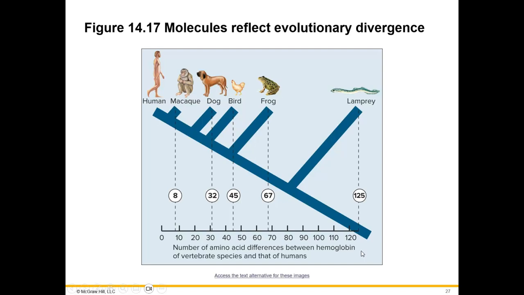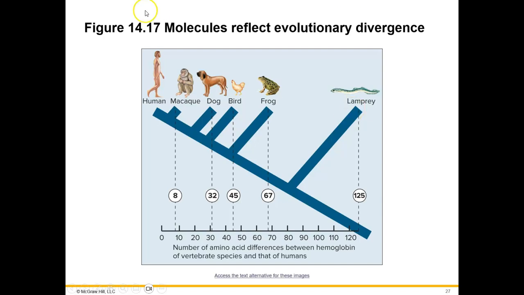So for instance, let's look at the number of amino acid differences between hemoglobin of these different vertebrate species and that of humans. So if humans are the base that we're looking at, there are about 8 amino acid differences between the hemoglobin of us and macaque monkeys. There are about 32 differences in our amino acids associated to hemoglobin and dogs. 45 between us and birds, 67 differences between us and frogs, and then 125 differences between us and lamprey, just only looking at the amino acids affecting hemoglobin.